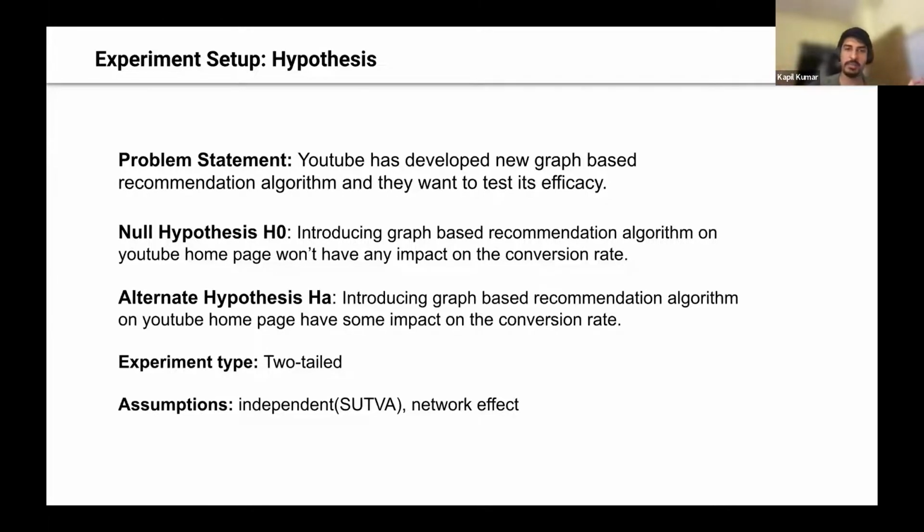Next time you show it, he won't do it. So you have to make sure that the way you are measuring the hypothesis, all your events are independent and there is no network effect.